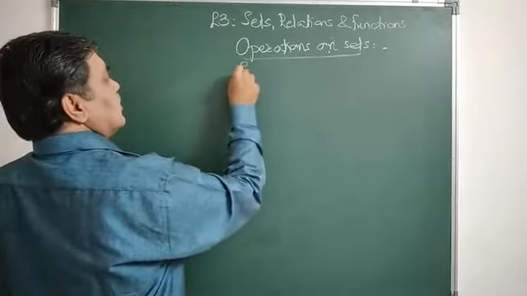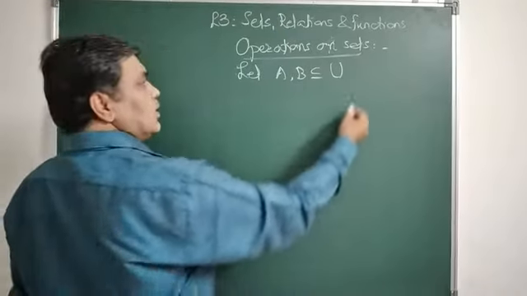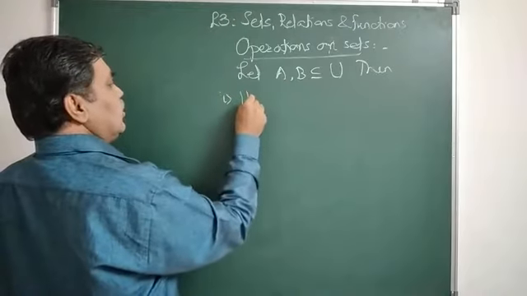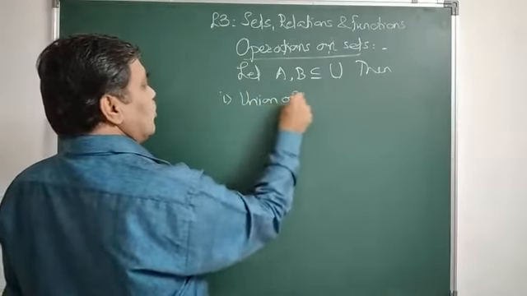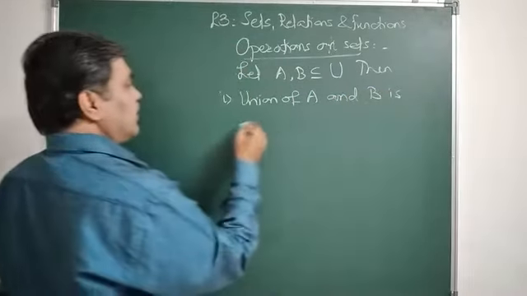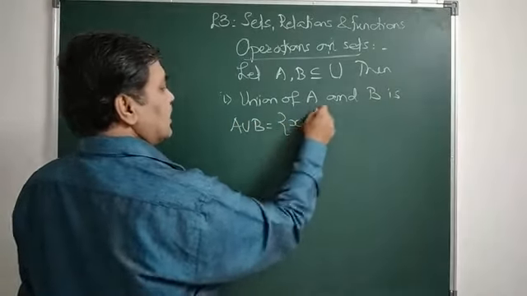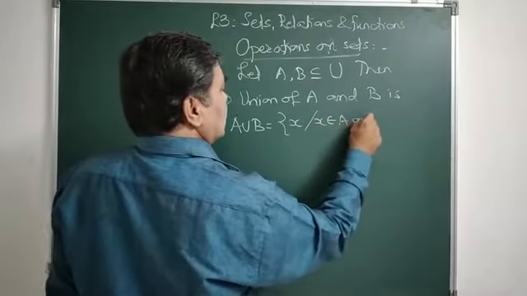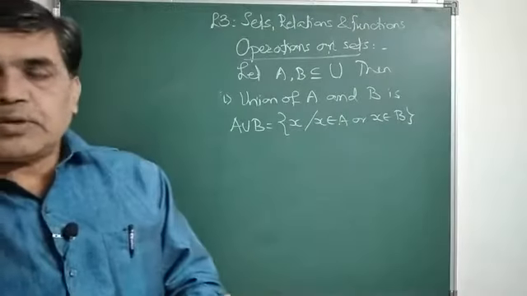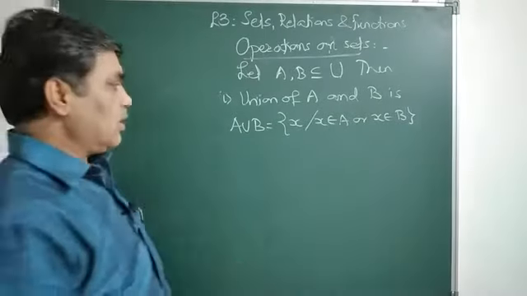So let A and B be subsets of some universal set U. First, union of A and B is denoted by A union B, equal to the set of those x such that x belongs to A or x belongs to B. So we have to take elements from both of the sets without repetition. Repetition of an element is not allowed.